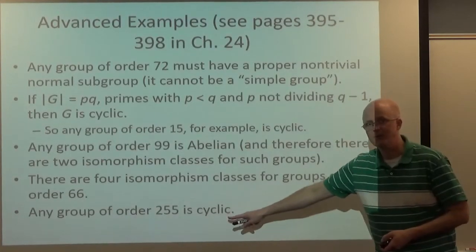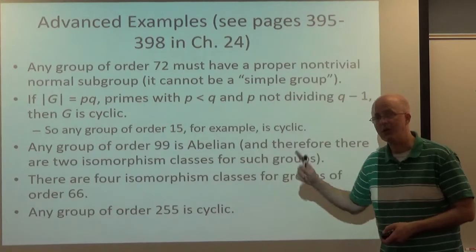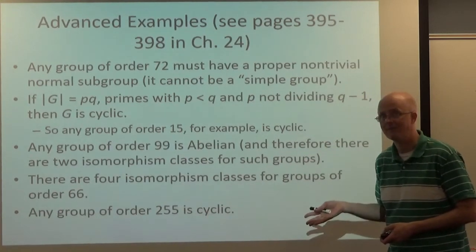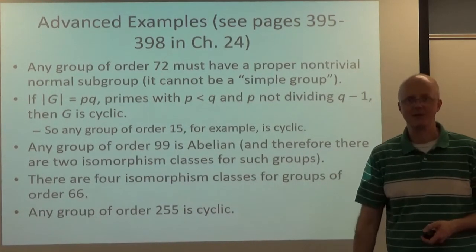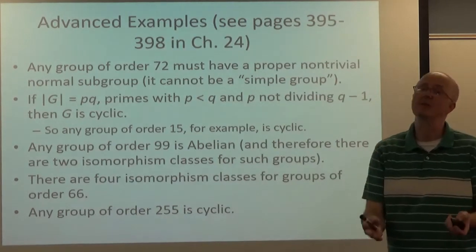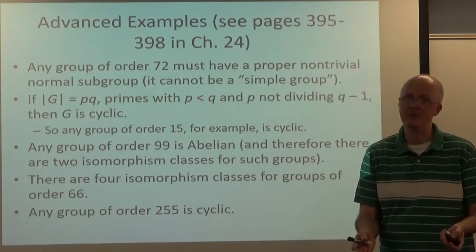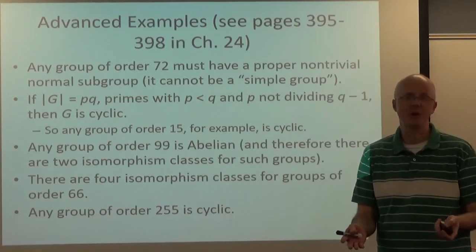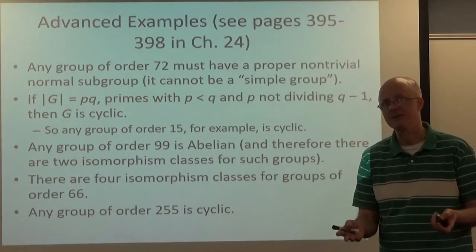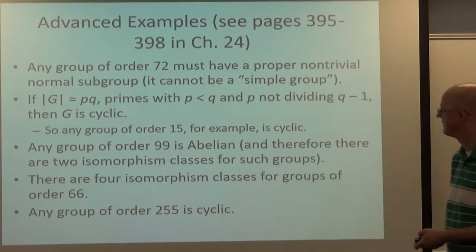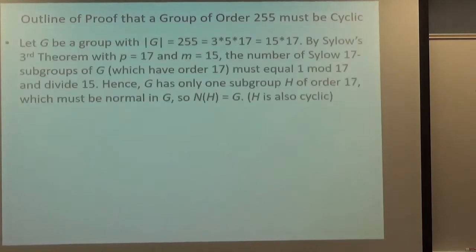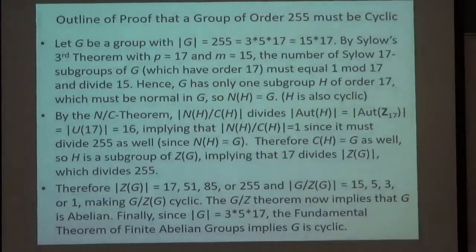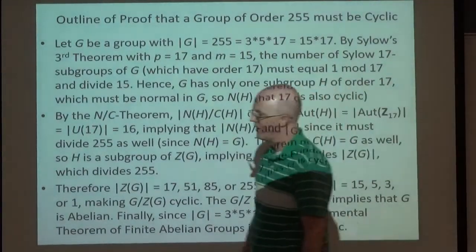Any group of order 255 is cyclic. Now, I'm going to show you in the next slide the argument for that. I'm not really going to go through the argument in detail because it's pretty similar to the argument I gave in lecture 22 about showing that groups of order 35 are cyclic. So once again, looking at lecture 22 would be helpful for this. Here is the outline of the proof. You can certainly pause the video and look over this.